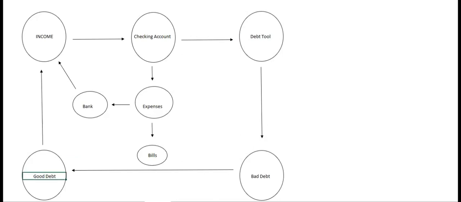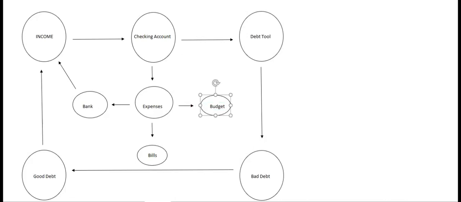So with expenses, the flow will come to the checking account, it'll flow over, and it'll constantly be moving in a pattern of income, checking, debt tool. You'll bypass bad debt once you're out of it, go to good debt, income, checking account. But then when it's needed, the expenses will come out. You'll split that between your bills, your bank, and then there's one other one, which is your budget.